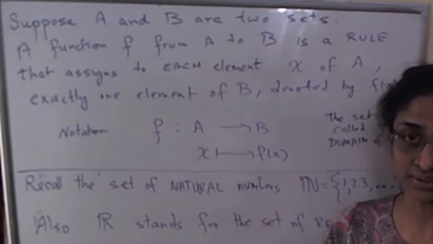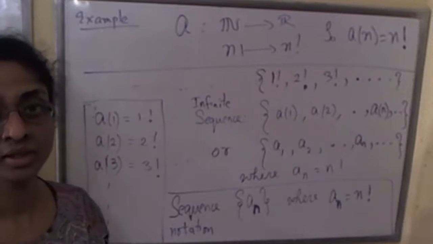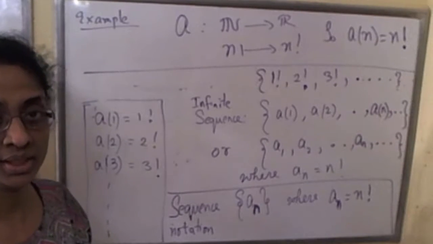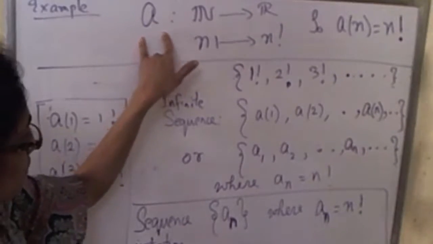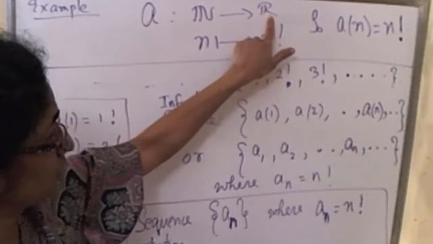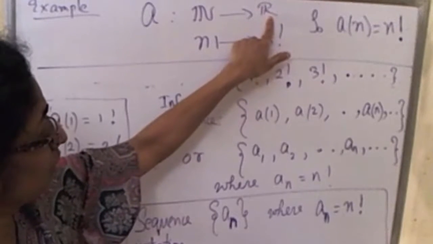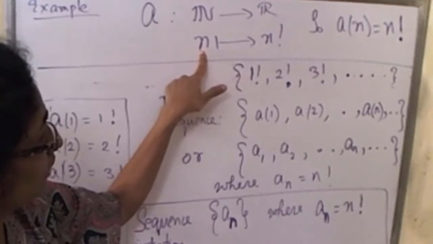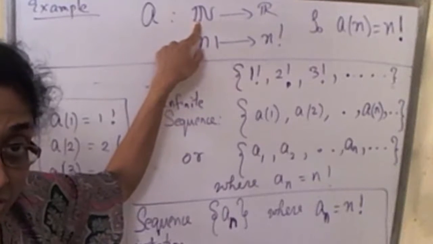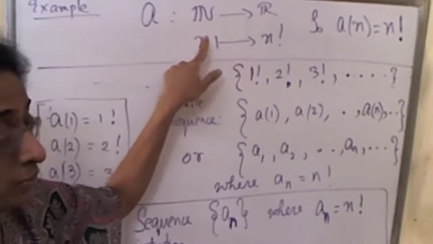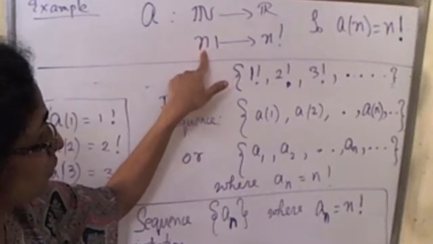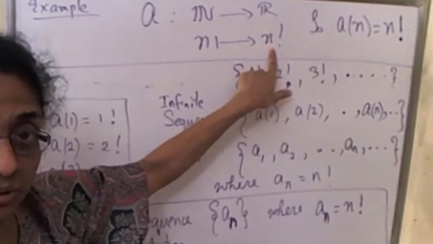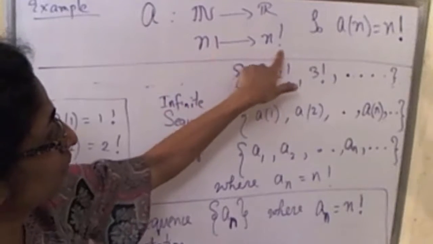So now let's look at an example. In this example, A is the name of my function. It's a function from the set of natural numbers to the set of real numbers. And if n is an element of the natural number set, in other words, if n is 1 or 2 or 3 and so on, then we associate with it this number n factorial. That's what this tells you.